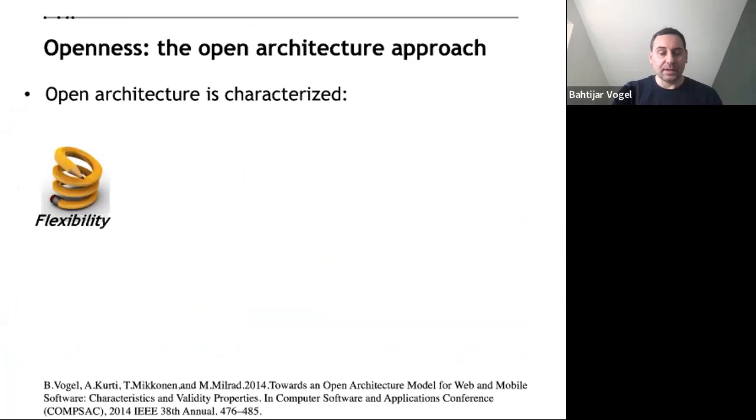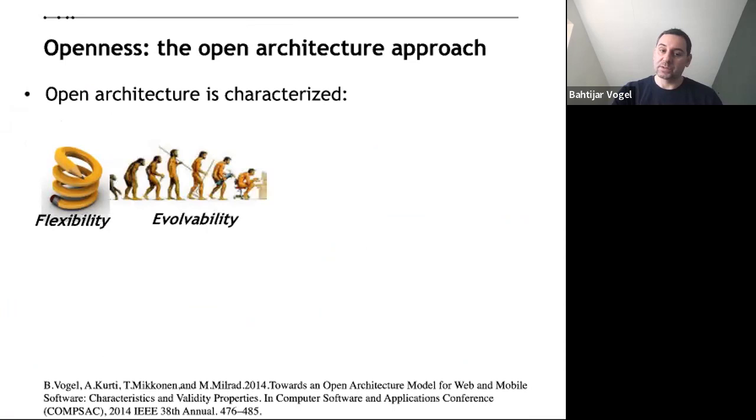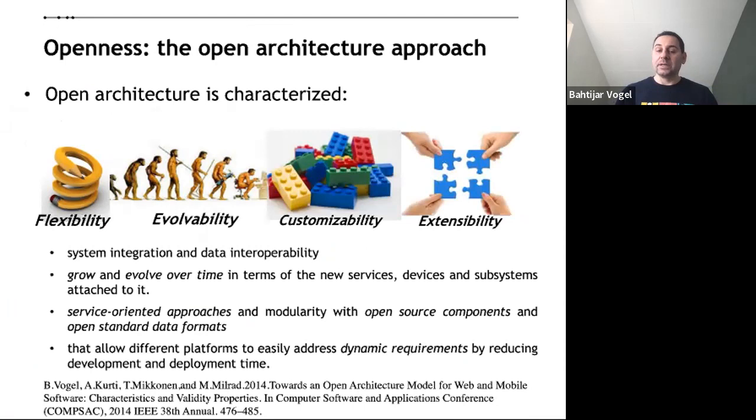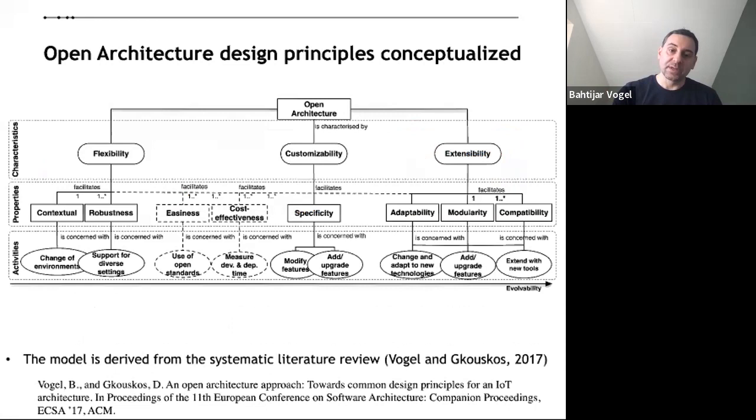We have identified a couple of dimensions of openness, which were related to flexibility, evolvability, customizability, and extensibility. So with these aspects, we could easily enable the system to be more interoperable, to grow and evolve from the bottom up, to be more flexible, address the dynamic requirements and shorten the development time. Based on this, we have come up with open architecture design principles, which we are still working with in order to validate with different IT and IoT companies that we are working with in our research center here.